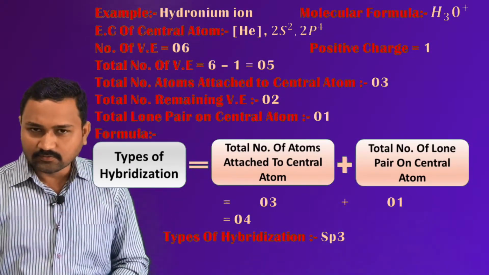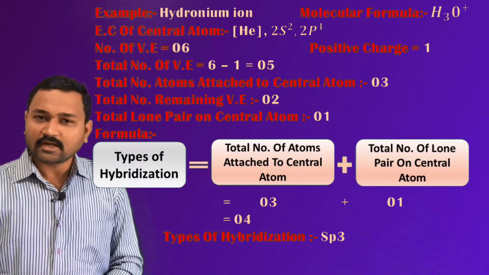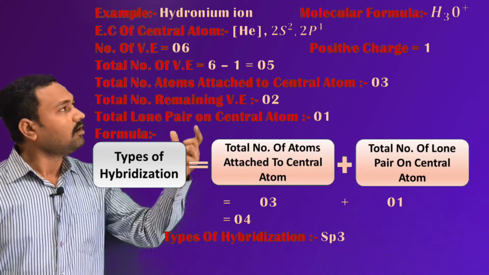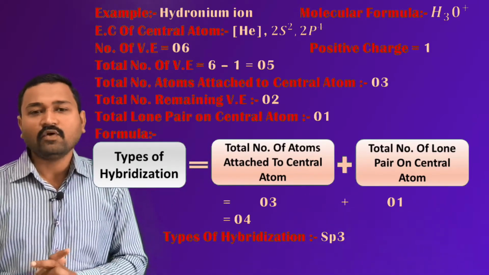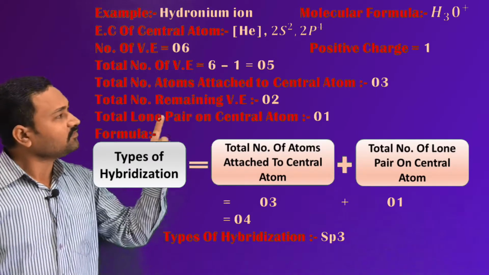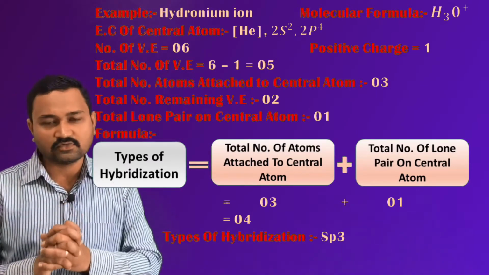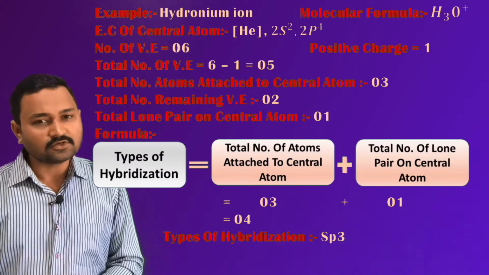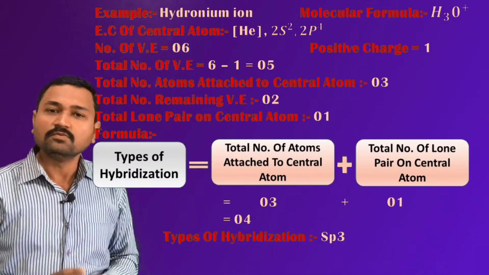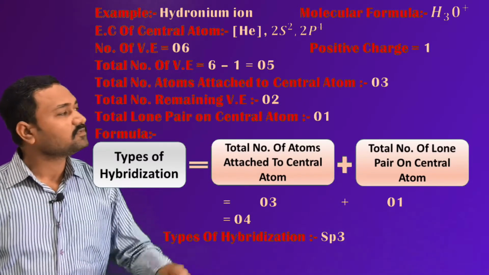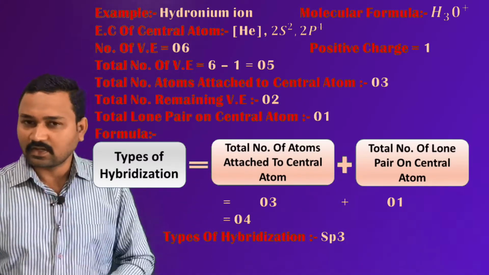Out of the 5 electrons, 3 will be used for the formation of oxygen-hydrogen bonds, while 2 electrons will remain as they are. Therefore, the remaining valence electrons are 2. Hence, the total number of lone pairs of electrons present on the oxygen atom will be 1, as the remaining valence electrons are 2, which is considered as 1 lone pair.